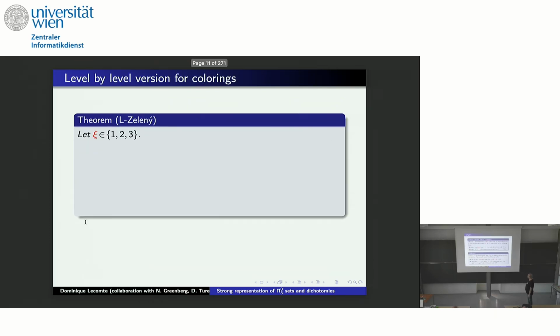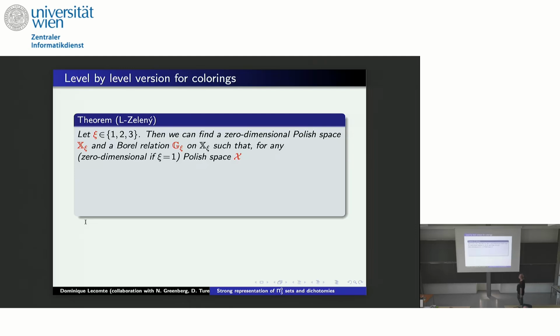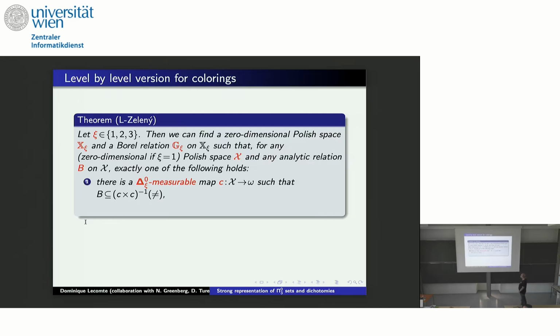After that, in our first paper with Miroslav, we studied the existence of a level-by-level version of these two results. And for colorings, we could do it for the first three levels. Again, if you fix an ordinal xi equal to 1, 2, or 3, you can find a zero-dimensional Polish space and a Borel relation G_xi on it, so that for any Polish space, and you have to assume that it's zero-dimensional if xi equals 1, but not after, and any analytic relation B on X, you have the same dichotomy, but instead of having Borel colorings, you have Delta^0_xi-measurable colorings. Delta^0_xi-measurable means the preimage of any open set is Delta^0_xi. But apart from that, it's exactly the same dichotomy.